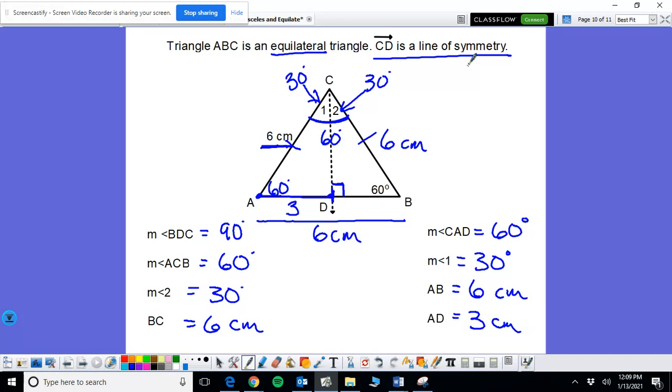It's important that you study your vocab on this one, what a scalene, isosceles, and equilateral is. Remember, no sides the same, no angles the same. 2 sides the same, 2 angles the same. 3 sides the same, which is what we have here, 3 angles the same. They're all going to be 60s. So those are the big notes in this section.